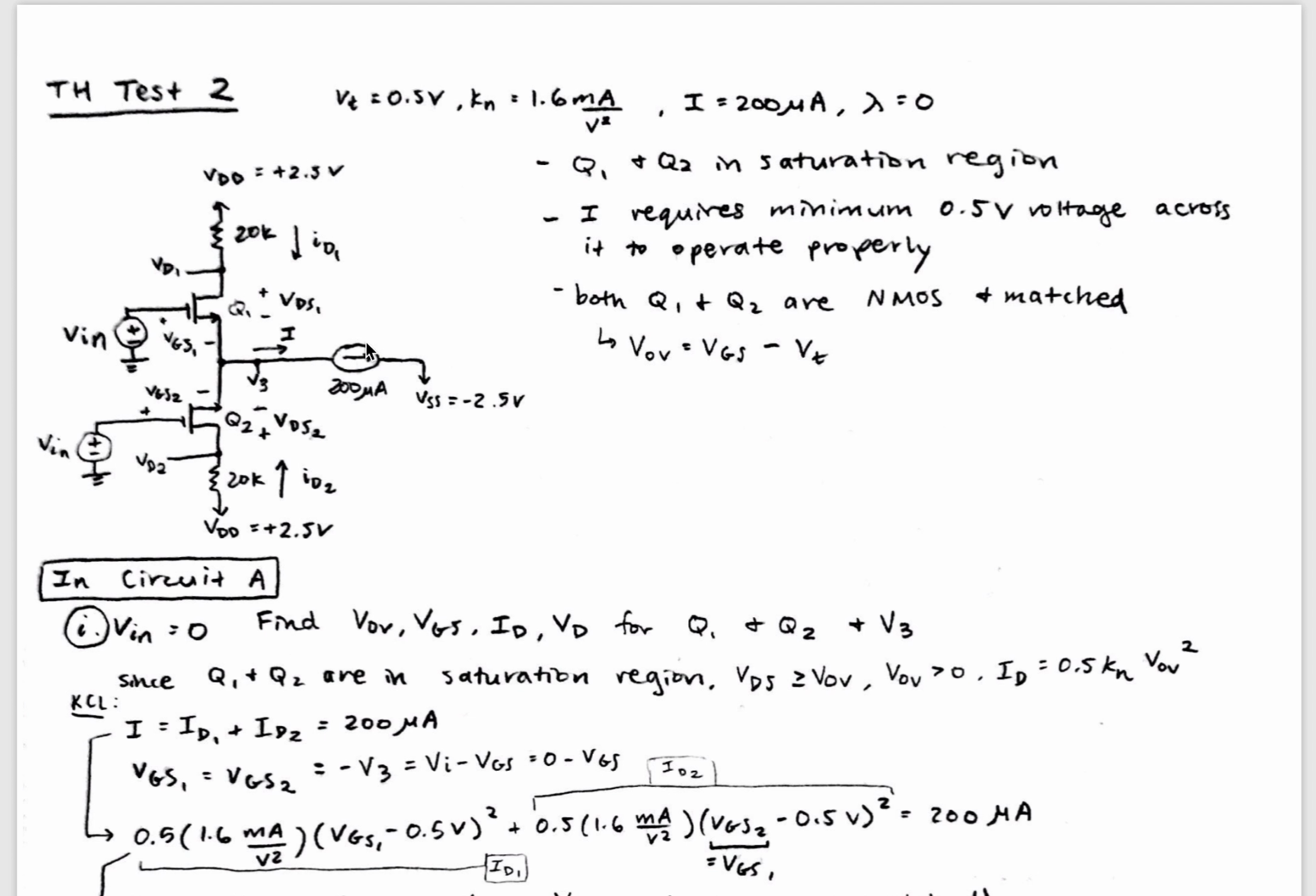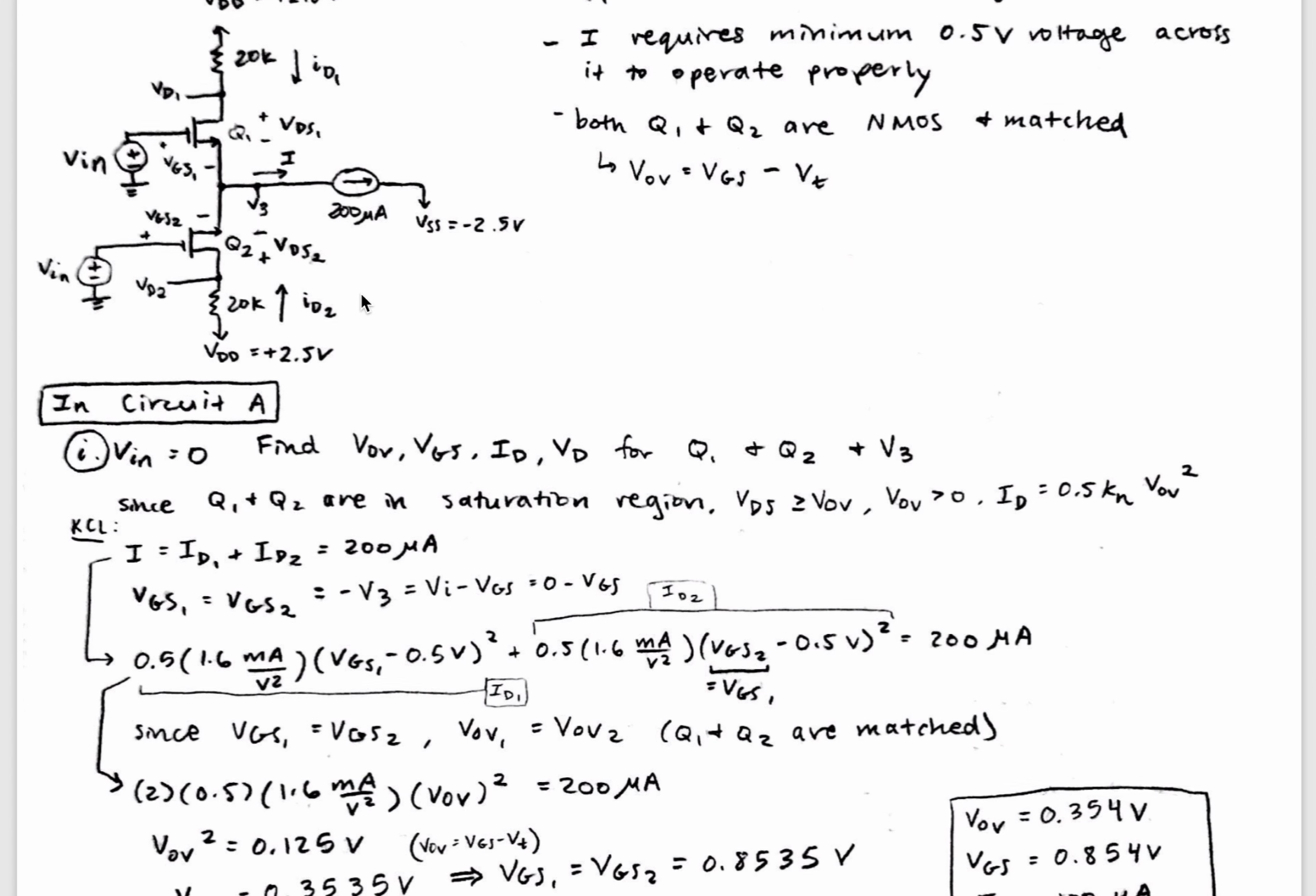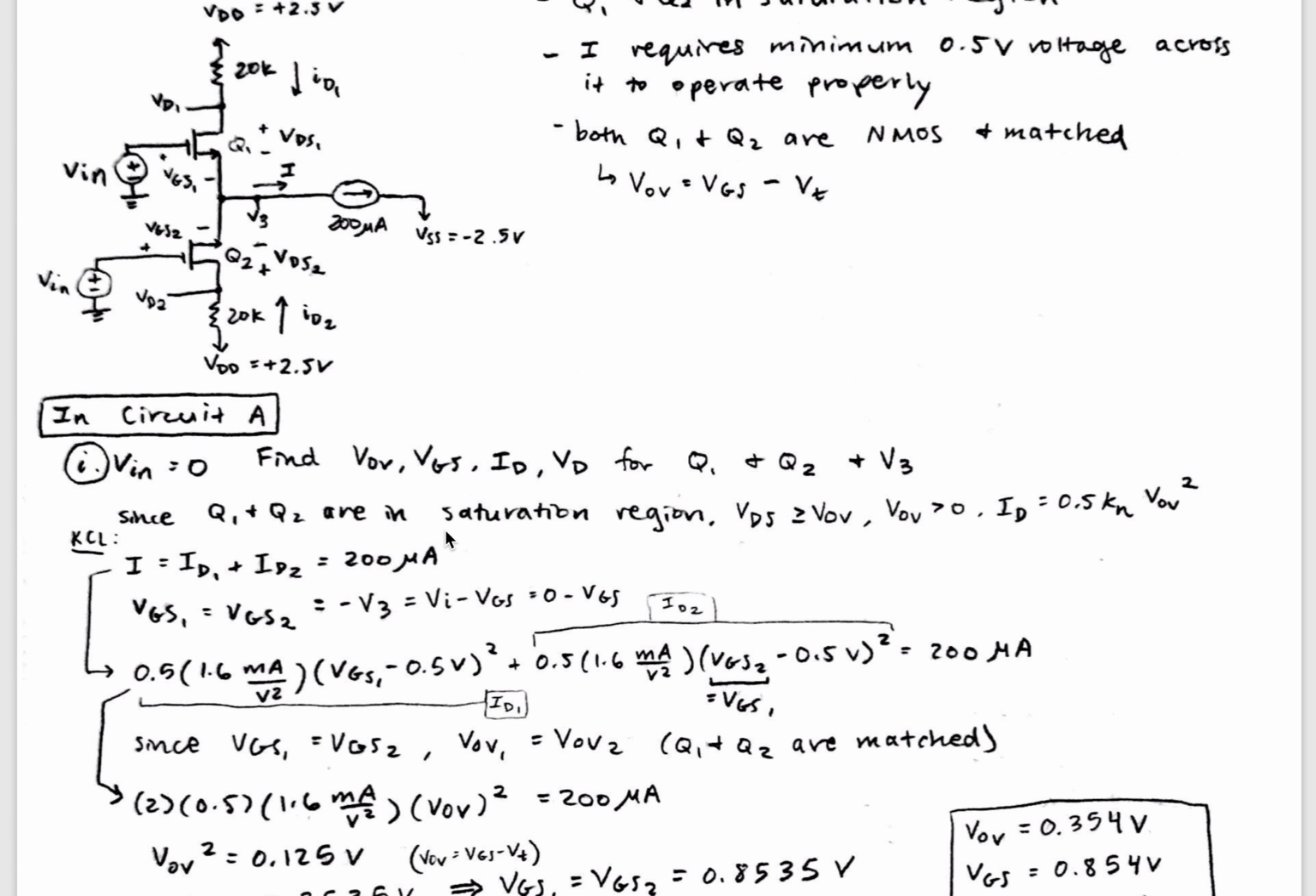This current here requires a minimum 0.5 volt voltage drop across it to operate properly, and both Q1 and Q2 are NMOS as well as matched, which means that VOV equals VGS minus VT. So for the first part, for circuit A, Vin is equal to 0 volts, and we have to find all of these values. First of all, since we know that Q1 and Q2 are in the saturation region, VDS has to be greater than VOV, VOV is greater than 0, and we know the equation to find ID.